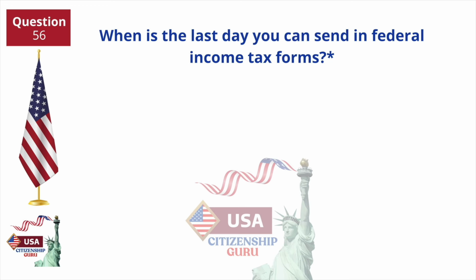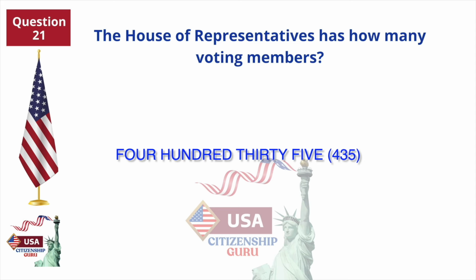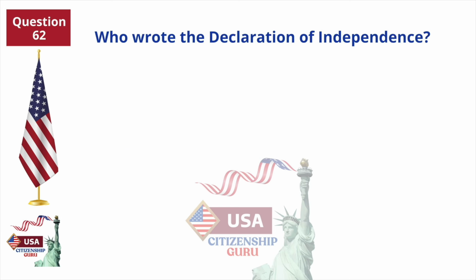When is the last day you can send in federal income tax forms? April 15. The House of Representatives has how many voting members? 435. Who wrote the Declaration of Independence? Thomas Jefferson.